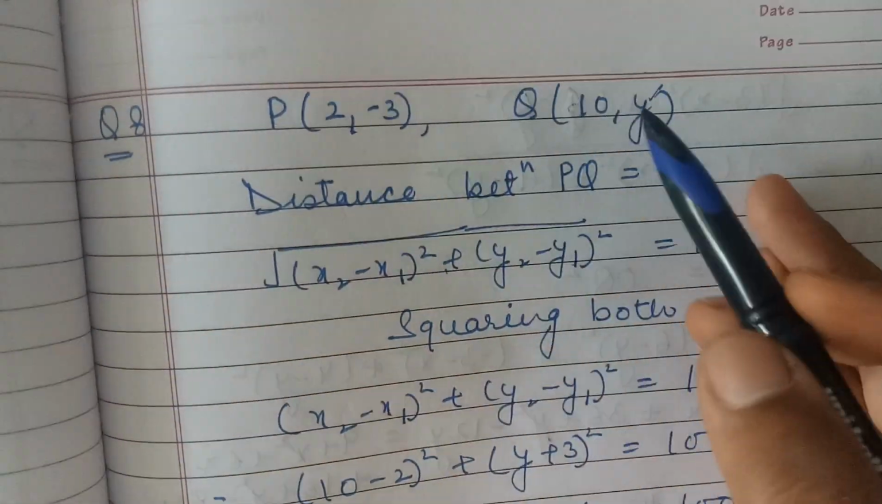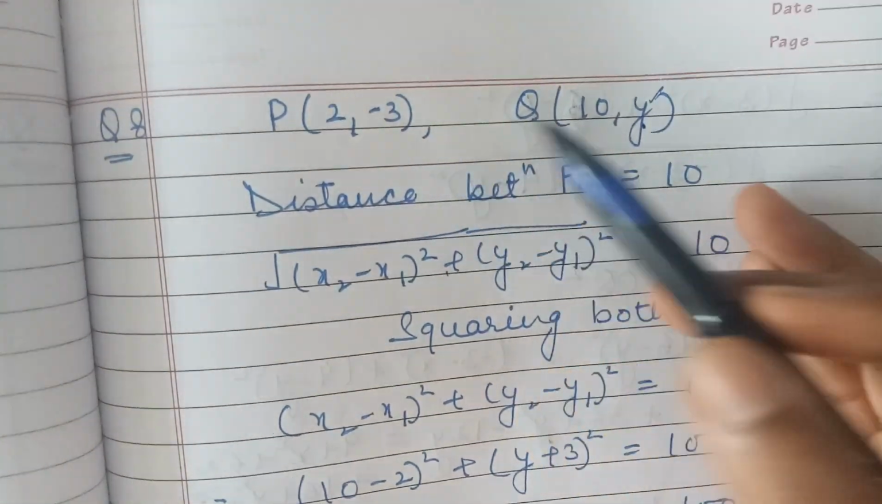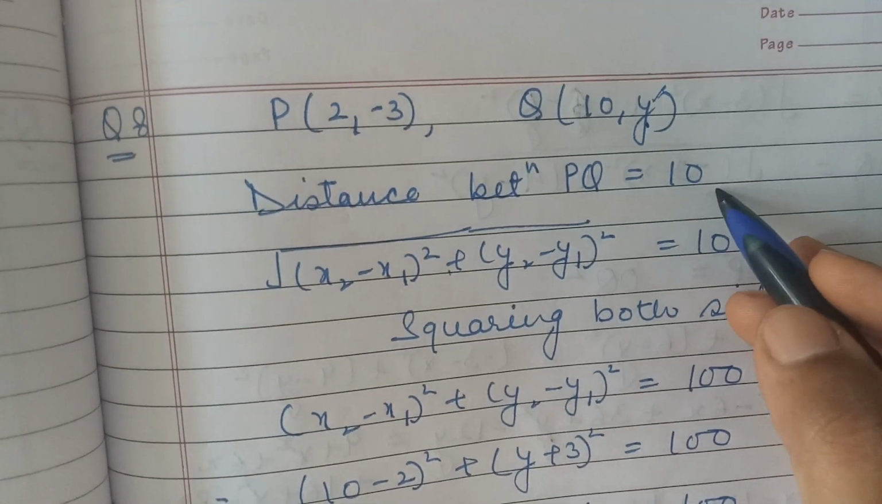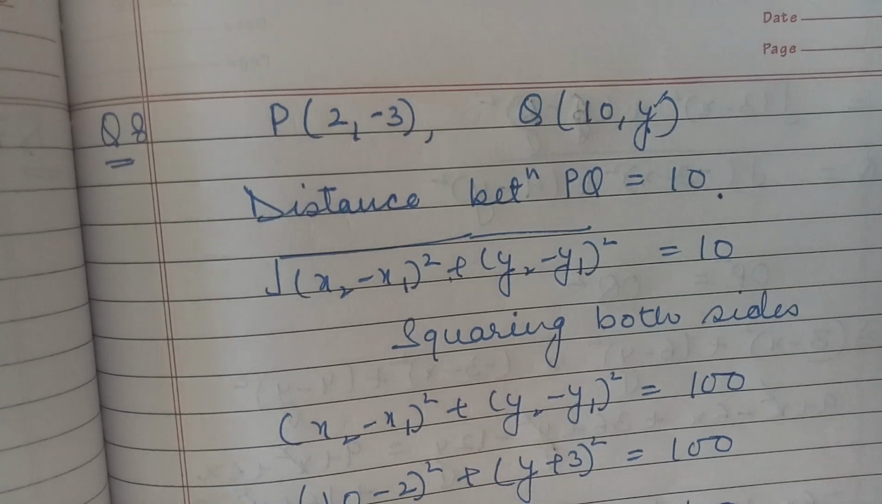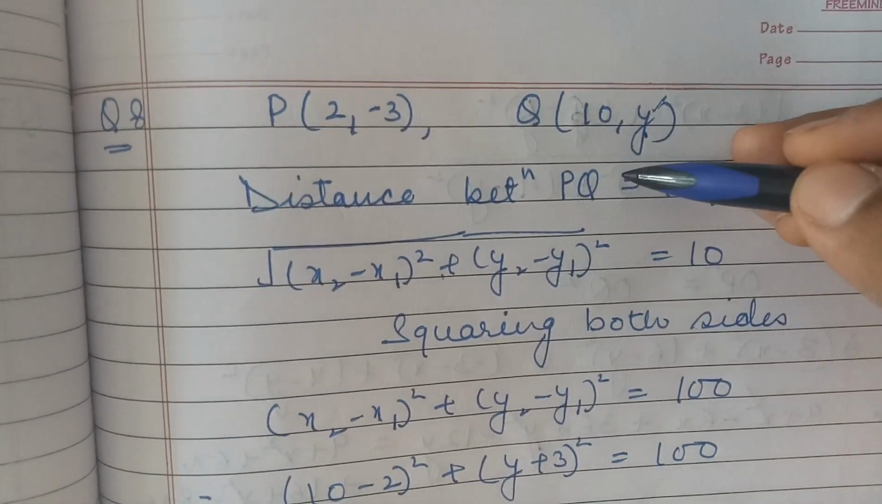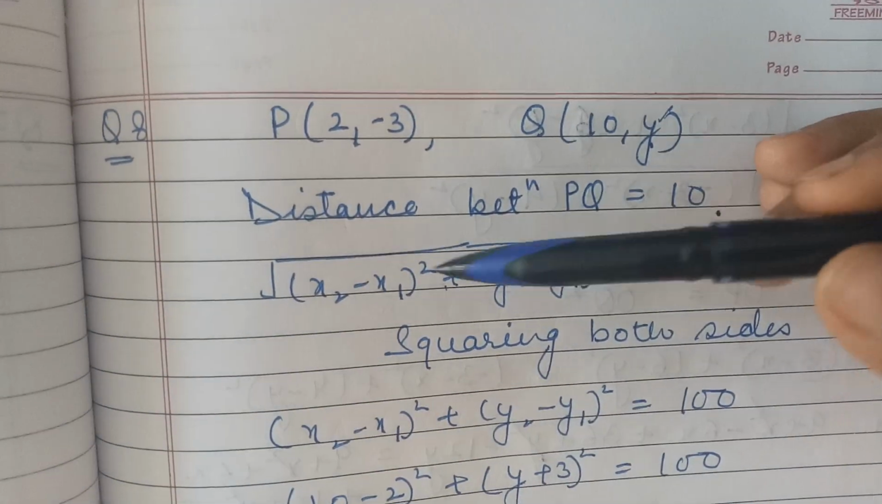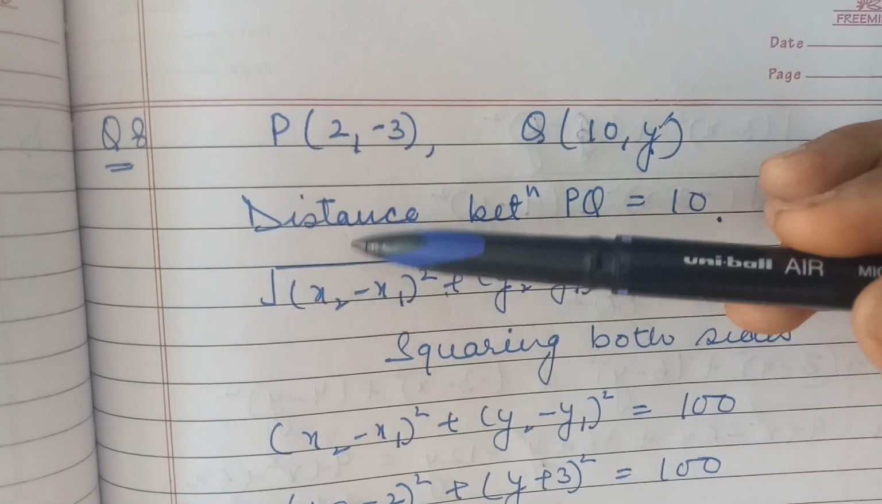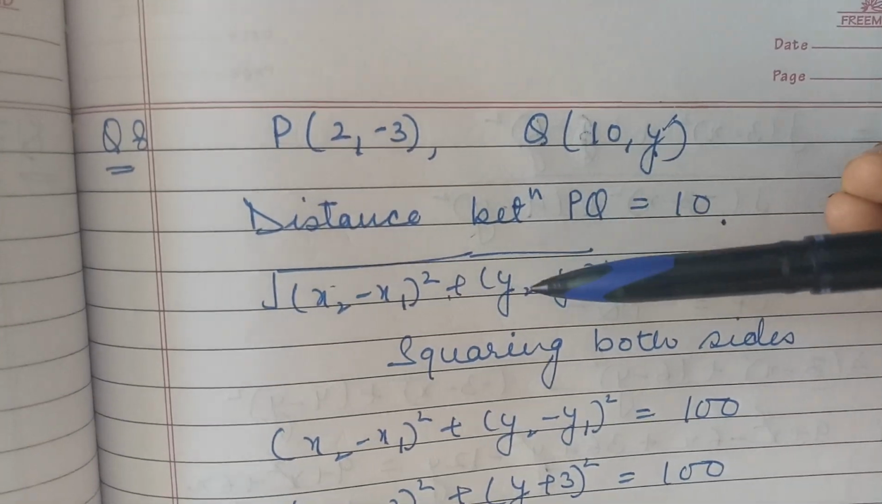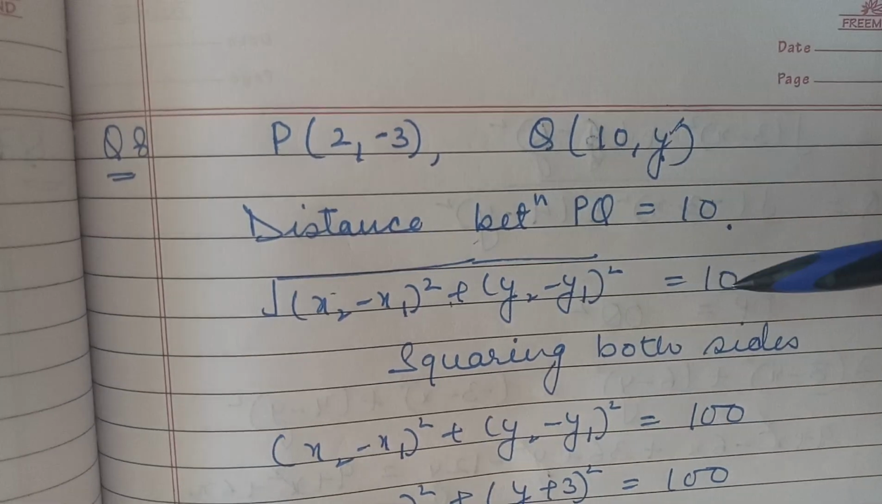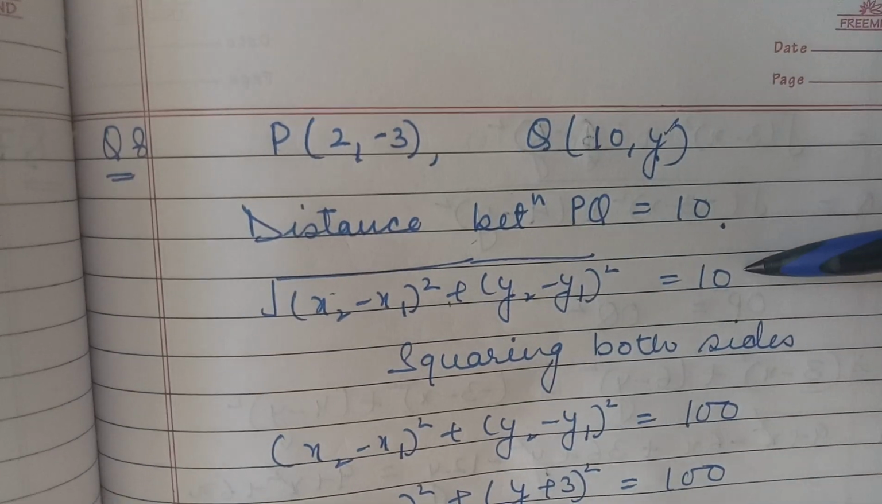ये हमें P पॉइंट दिया हुआ है, ये हमें Q पॉइंट दिया हुआ है, और इन दोनों पॉइंट्स के बीच का डिस्टेंस हमें दिया है 10, और हमें y की वैल्यू निकालनी है. सिंपल है क्वेश्चन. तो पहले हमने PQ में डिस्टेंस फार्मूला लगाया. Again the distance formula. Yes, what is the formula? x2 - x1 whole square plus y2 - y1 whole square under root, that is equal to 10.